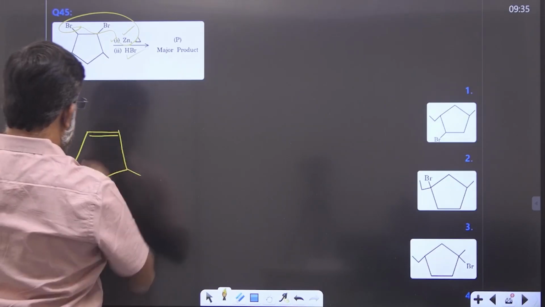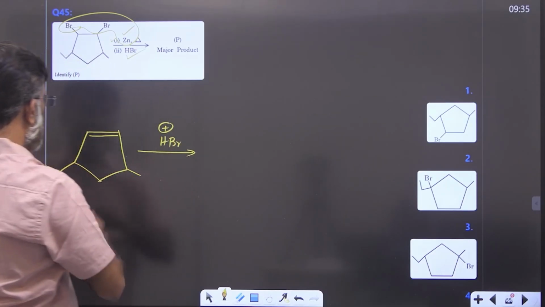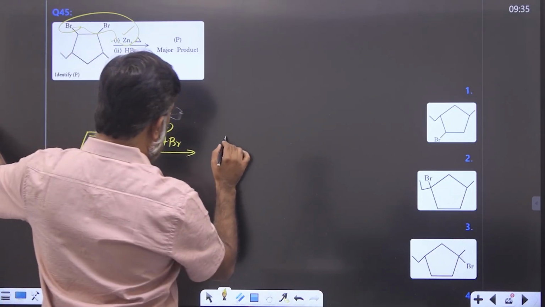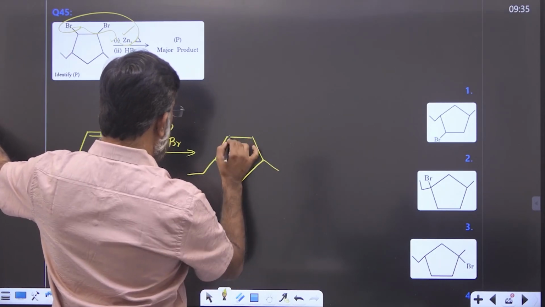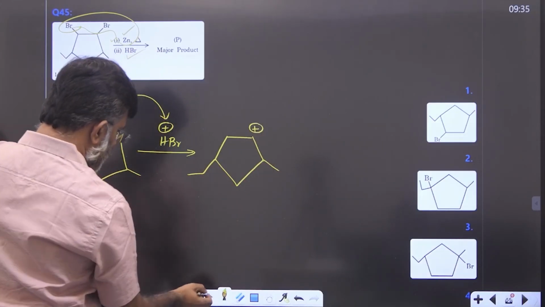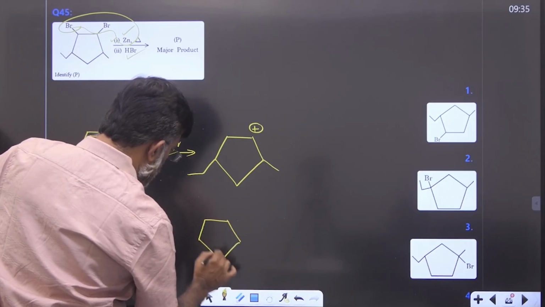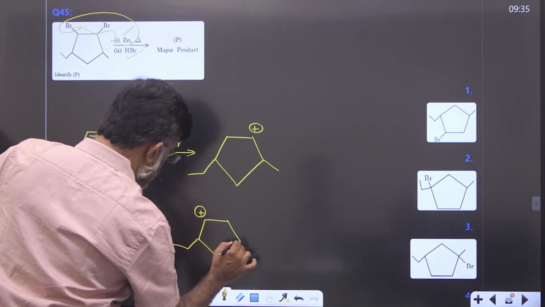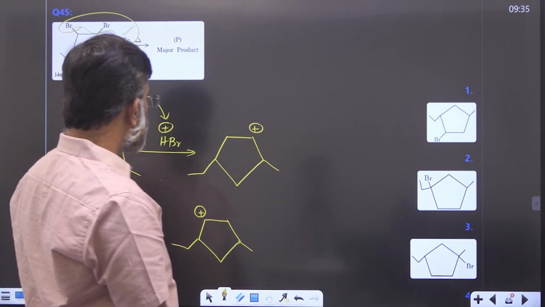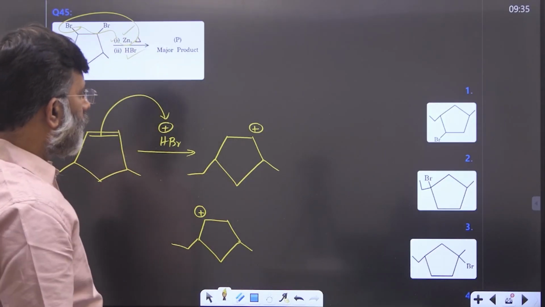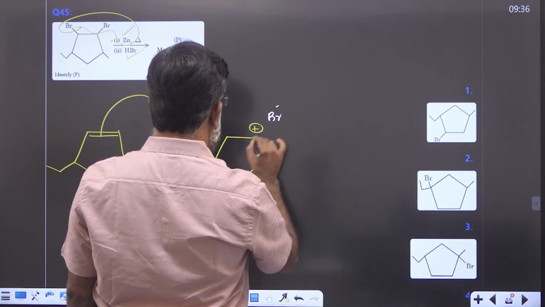Now the second reaction, it is attacked with HBr. So the first step is protonation. It will give you a carbocation. You will get a carbocation, say over here, or it can be a carbocation, say over here. There are 2 possibilities. It can be carbocation here, or it can be carbocation here. Right? And there can be a bromine coming here, Br minus coming here.